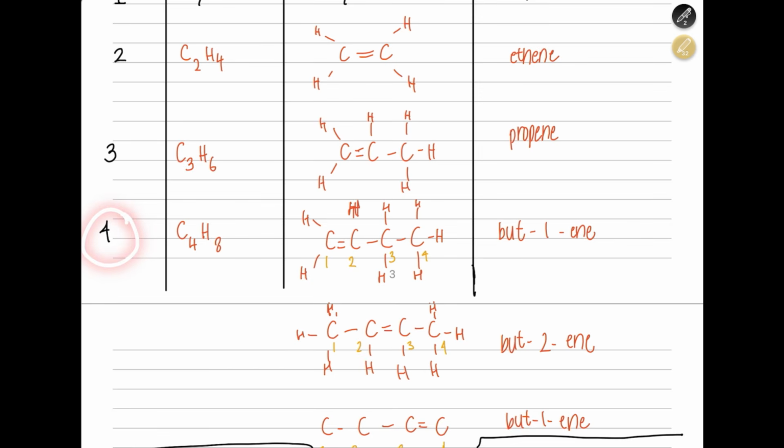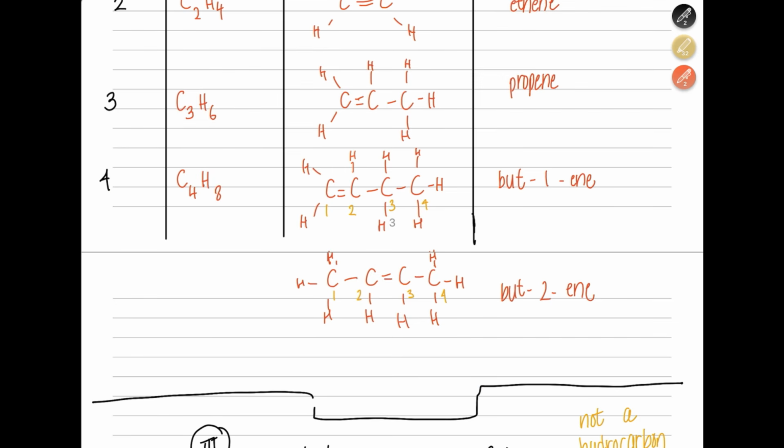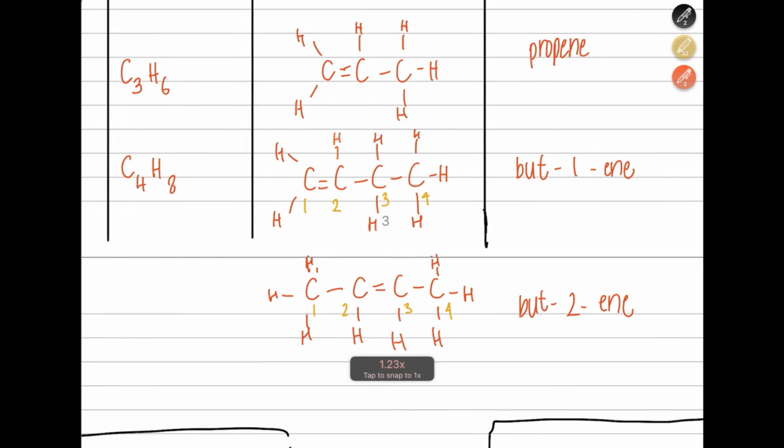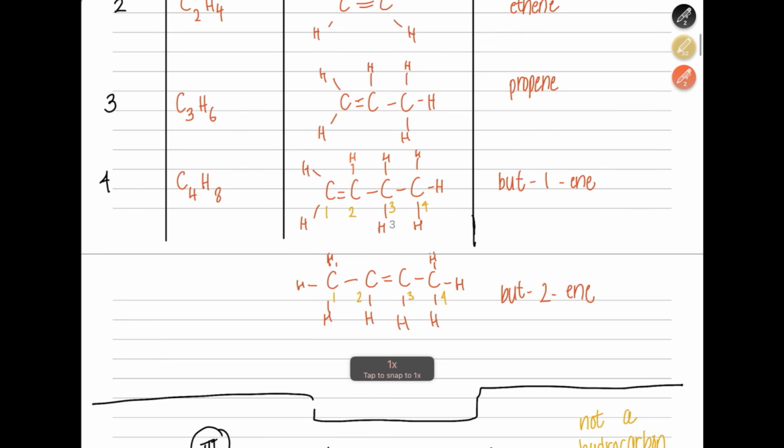If you have 4 carbon atoms, the molecular formula would be C4H8, but the structural formula can be different. If you notice here, you have 4 carbon atoms in the center, but the double bond is between the first and the second carbon. You can number it: 1, 2, 3, 4. You have to say it's called but-1-ene. You cannot say but-2-ene even though the double bond is on the second carbon. You have to take the smaller number.